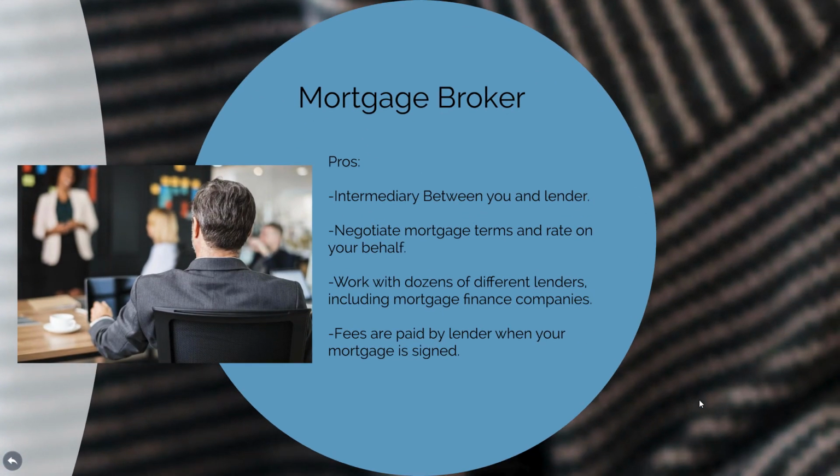The second way that you can go about doing this is through a mortgage broker. And there's several pros to going through a mortgage broker. The first one is that they're an intermediary between you and the lender, and they negotiate mortgage terms and a rate on your behalf. So that means that they actually work with dozens of different lenders, including mortgage finance companies. So they've got more options for you. Whereas with a bank or your traditional lender, they're just gonna make you an offer based on the relationship that they have with you. They're not going to look and try to find you the best rate or compare themselves to other lenders. They're just seeing what they can actually offer you.